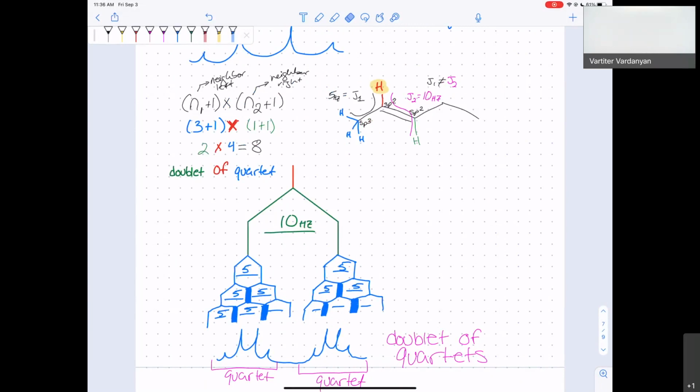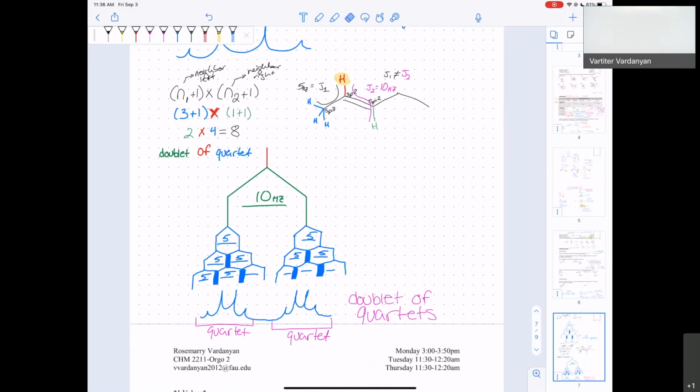Exactly, because the double bond is indicating different J values. So whenever we have different J values, we do this. Don't do normal splitting across double bonds. Okay, cool. Now that we sort of have an understanding of this, I'm going to confuse you.